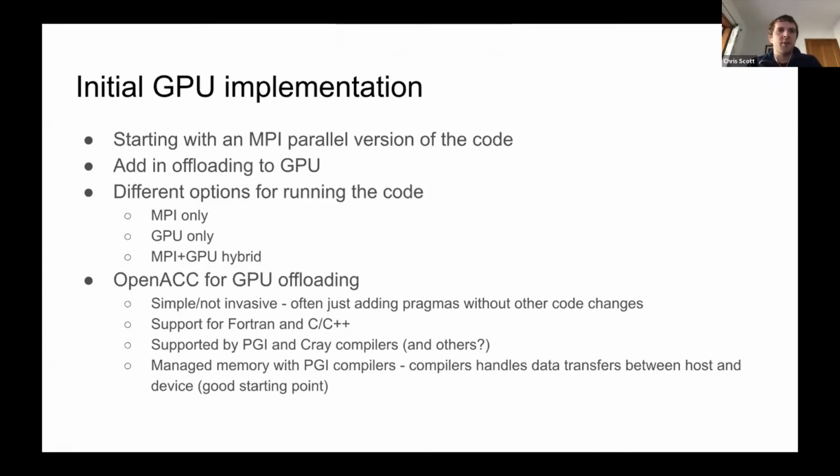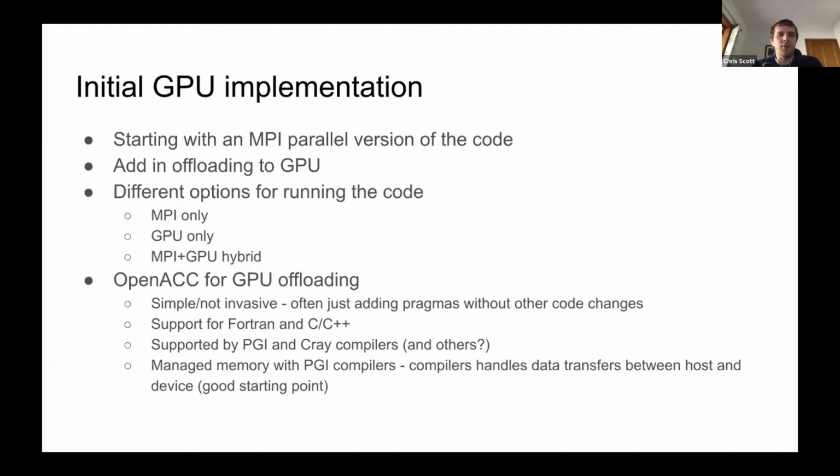So I'll just talk quickly about the initial GPU implementation that we did. The starting point, as Damien already mentioned, was an MPI parallel version of the code, and we wanted to add in offloading to the GPU to get an extra boost in performance. The other good thing is that we can then have many different ways of running the code. You can have MPI only, GPU only, or a hybrid MPI plus GPU, depending on what hardware you have available. So that's another nice thing about having these different options of running the code.